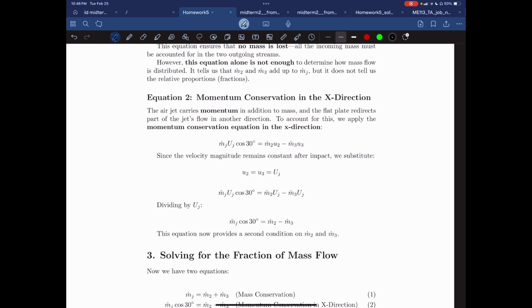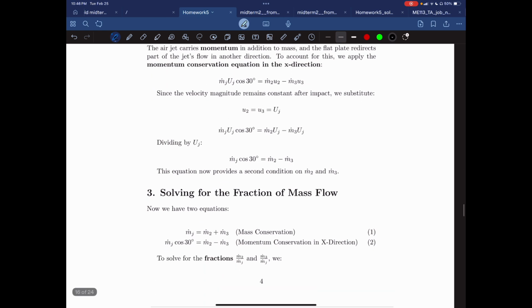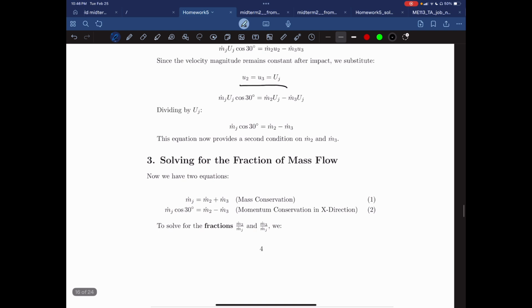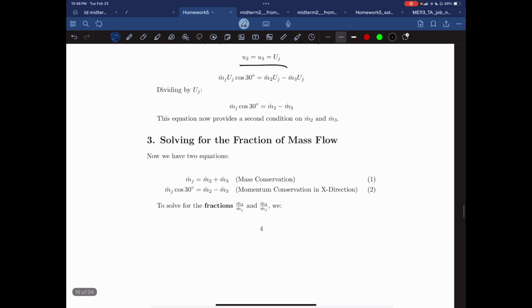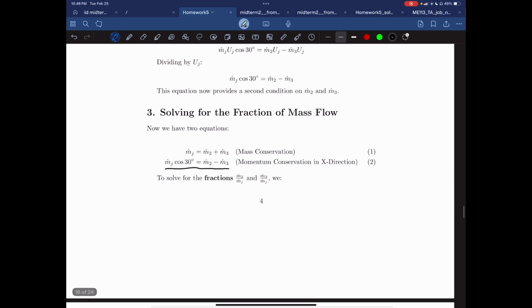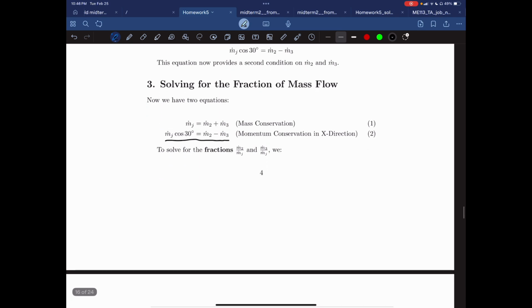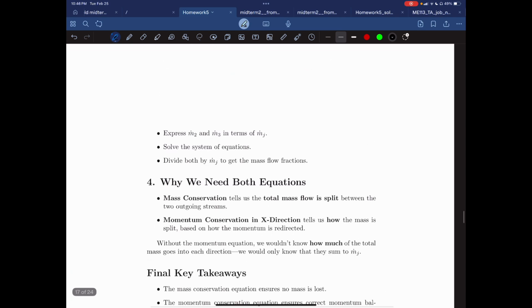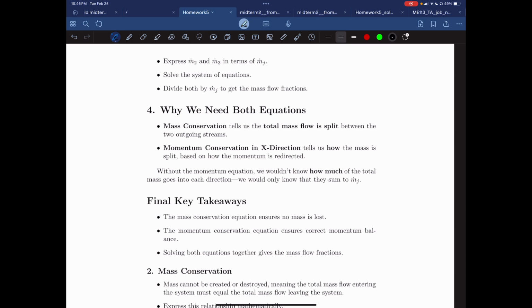So we still have to use the momentum conservation. Then we break it down and we use the continuity relationship to delete more terms and simplify. So now we're able to rewrite it like this. Okay, so then you would solve for that on your own.